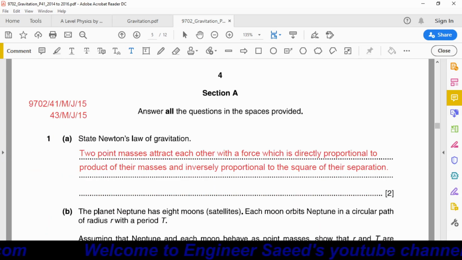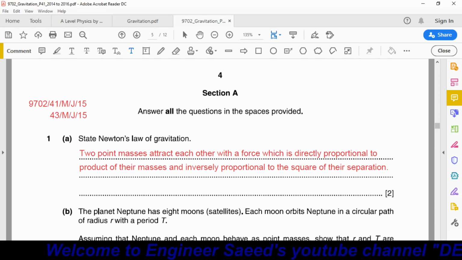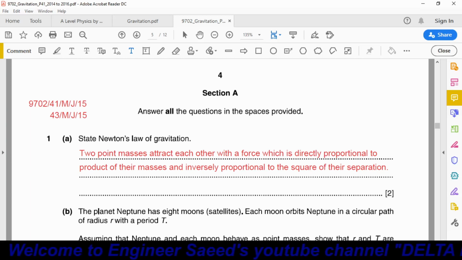Next question, 41 May June 14. The same question is repeated in variant 43 May June 15. State Newton's law of gravitation.